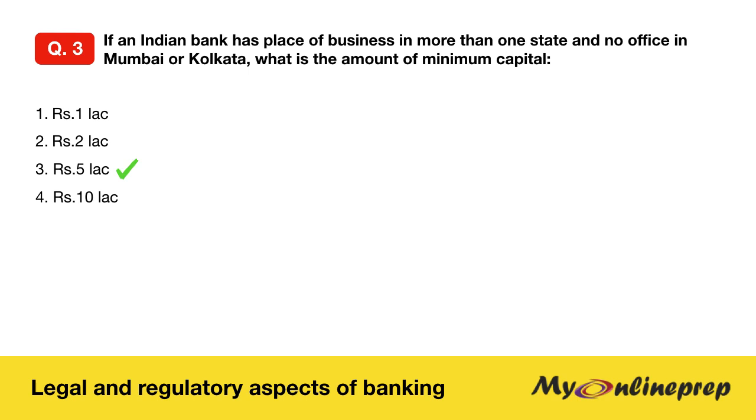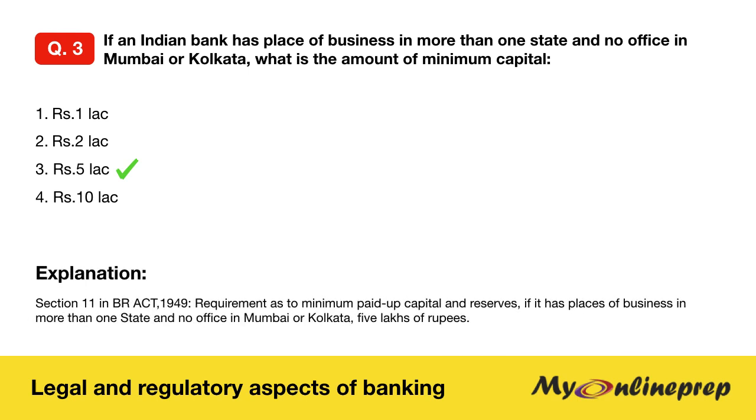क्यों? क्योंकि as per Section 11 of the BR Act 1949, the requirement as to minimum paid up capital and reserve, if it has places of business in more than one state and no office in Mumbai or Kolkata, then it is 5 lakhs of rupees minimum capital requirement. Great. Got it? Now move on to the next question.